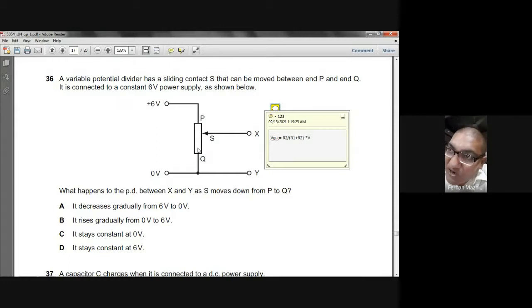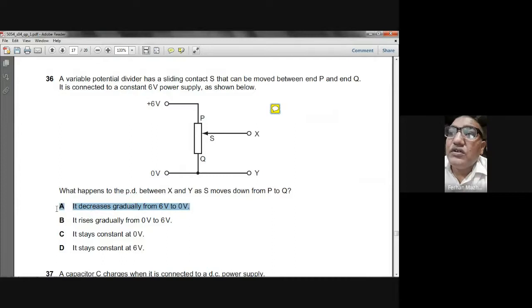As you go down, the R2 value decreases, the R1 value increases. So as the R2 value decreases, the V out decreases. And when you reach the Q, the R2 value becomes zero. That's why the V out will also become zero. So the value of the V out will vary from 6 to 0. When it is here, the V out will be 6 volt, equal to the voltage of the battery. As you go down, this V out will gradually decrease. When you reach the Q, the V out value will be 0. So it decreases from 6 volt to 0 volt.